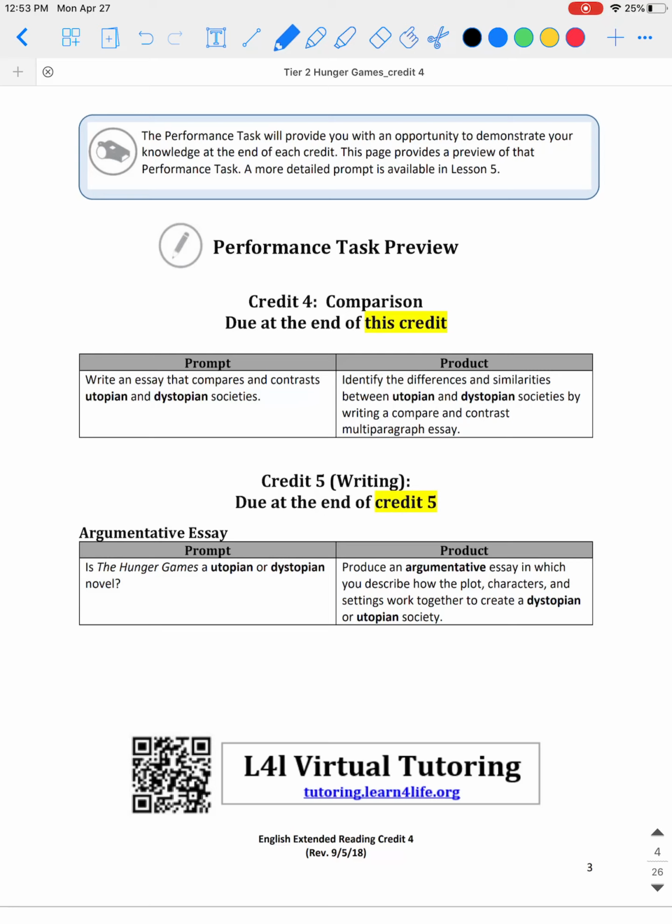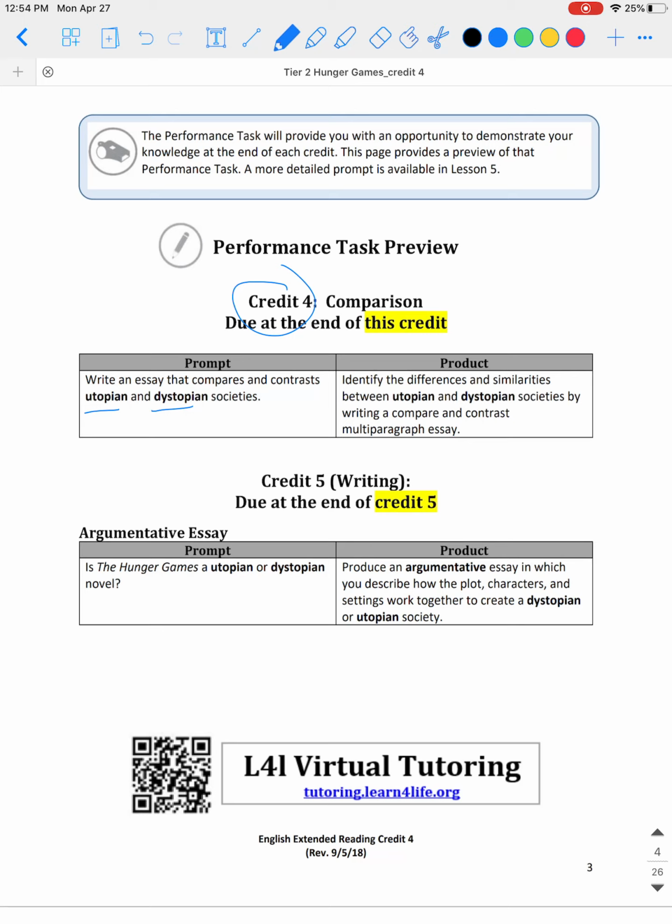So they give you kind of a heads up for what you're going to do on Credit 4 and Credit 5. So for Credit 4, you're going to write an essay that compares and contrasts utopian versus dystopian. Identify the differences and similarities between utopian and dystopian societies by writing a compare and contrast multi-paragraph essay. So this is for credit 4, okay? And then they give you a preview to credit 5.